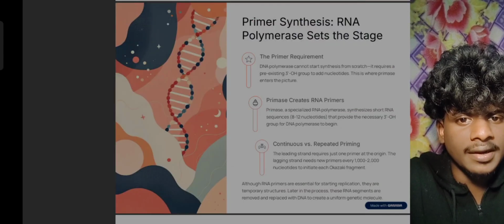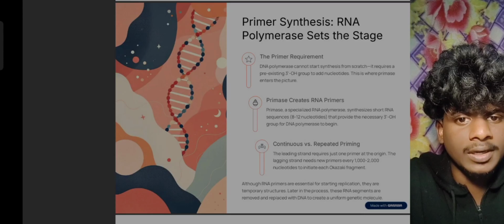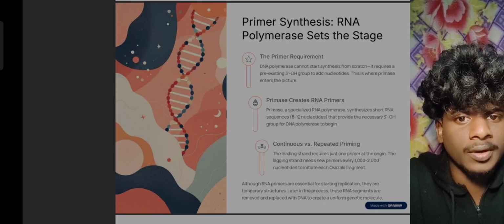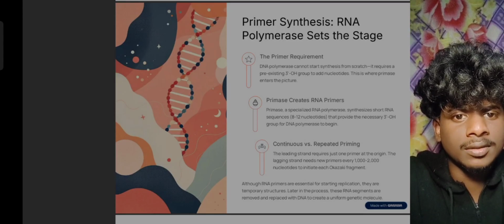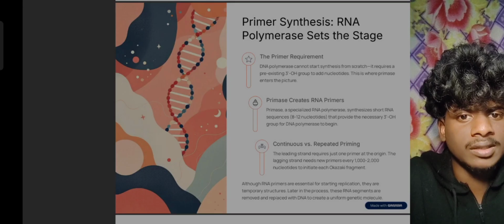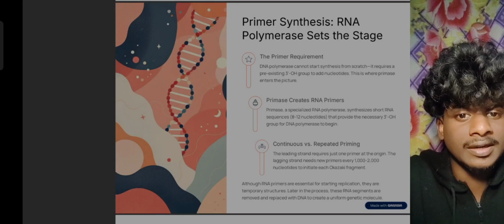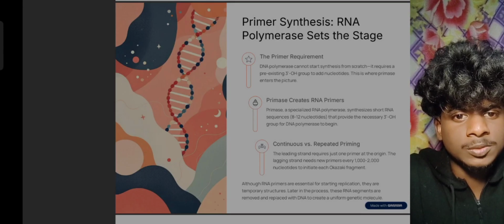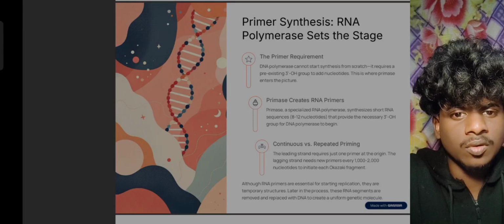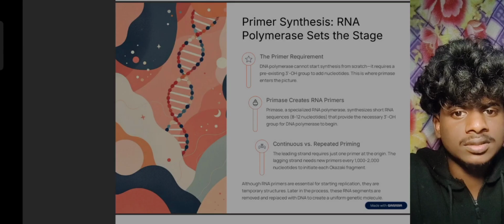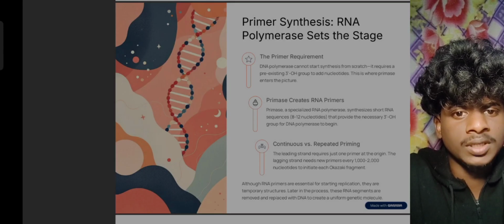Primase: RNA polymerase sets the stage. The primer requirement: DNA polymerase cannot synthesize from scratch. It requires a pre-existing 3' OH group to extend, which is where primers enter the picture. DNA primase is a specialized RNA polymerase that synthesizes short RNA sequences, 8 to 12 nucleotides long, that provide the necessary 3' OH group for DNA polymerase to begin.